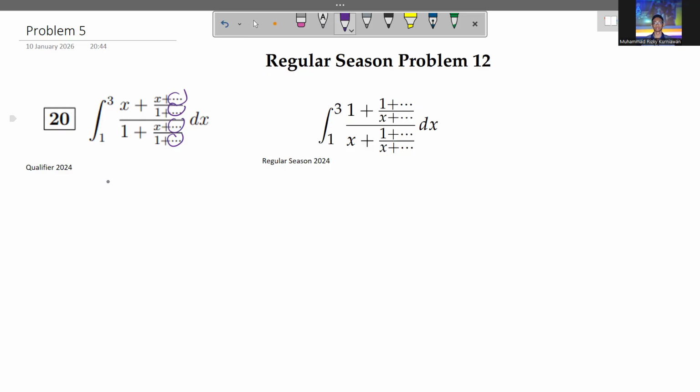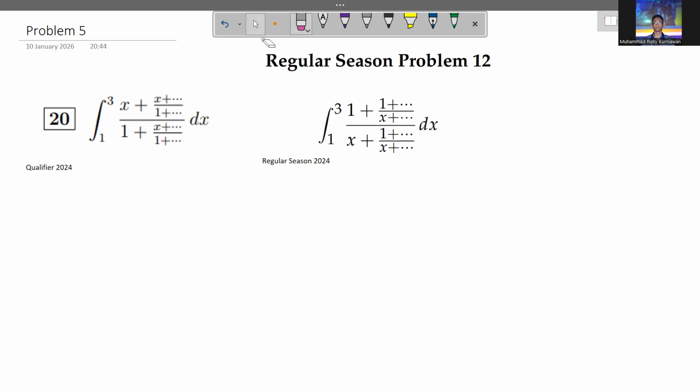If you want to see more of this, it's something along the lines of x plus something over 1 plus something, and then here you have x plus something over 1 plus something, and so on and so forth for each of these dots. Now, to solve this integral, it will be nice if we could simplify the integrand first.